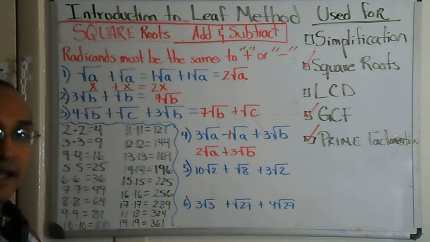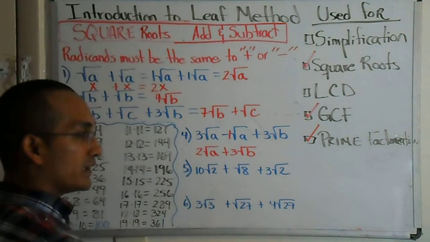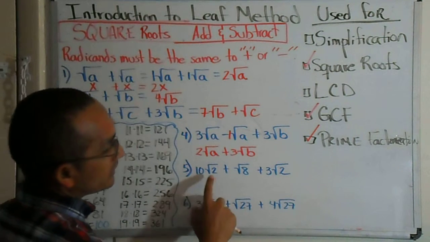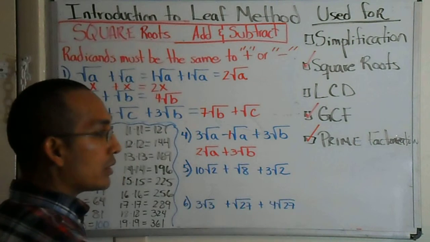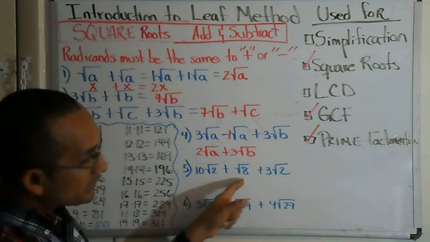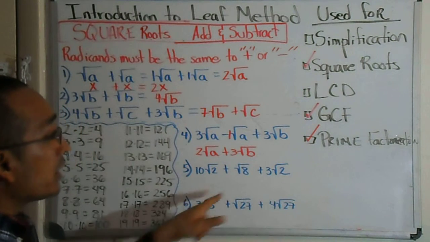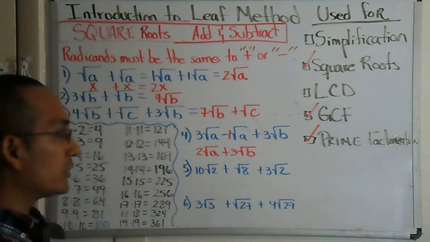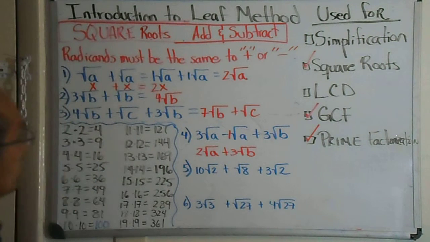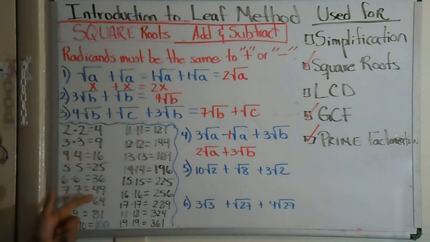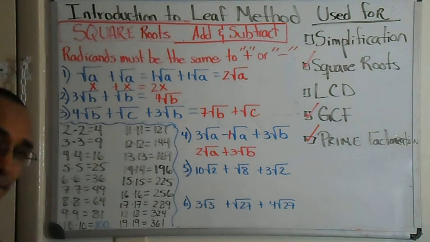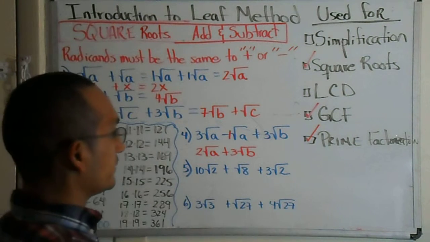Now again, number 5 and number 6 are a little tricky, because notice that this square root of 2 and that square root of 2 are the same. But then the square root of 8, you can't just assume you can't add them together. You have to simplify the radicands as well. In a previous video, I taught you to memorize these perfect squares. Is 8 a perfect square? 8 is not a perfect square, so we have to do the leaf method. So let's do the leaf method for 8.